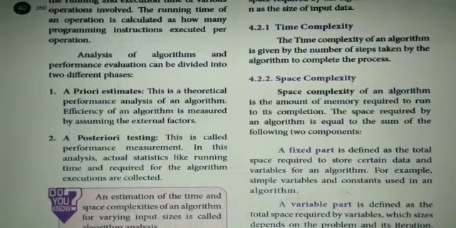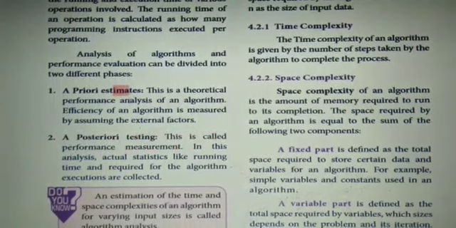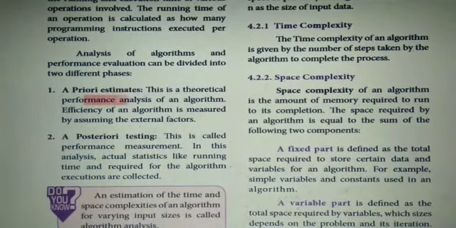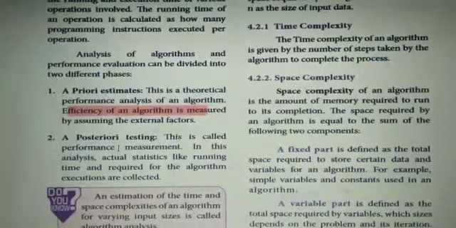See here, the priori estimates and posteriori estimates. Priori estimates are the theoretical performance analysis of an algorithm. The efficiency of an algorithm is measured by assuming the external facts. Just assuming. We are not working and finding output; we are just assuming that if we follow these steps, we will get this output. Theoretical estimation.